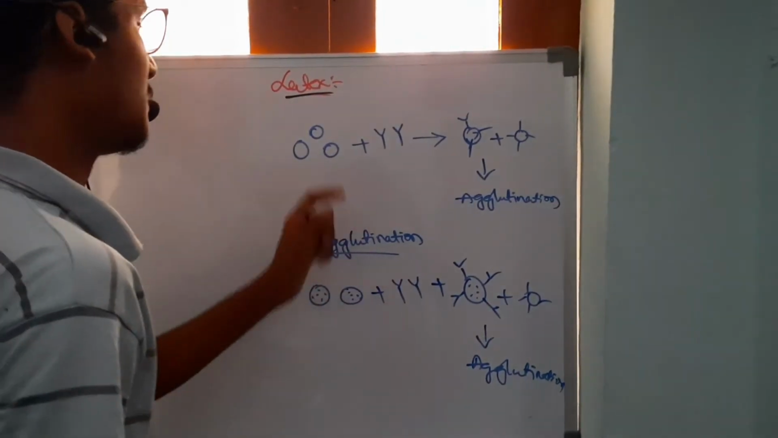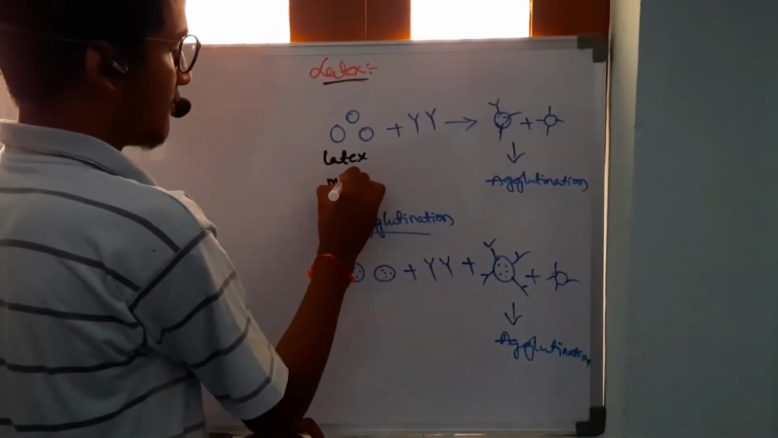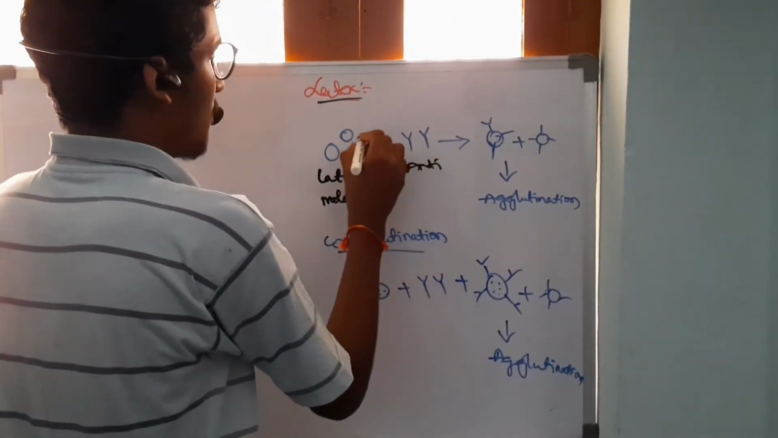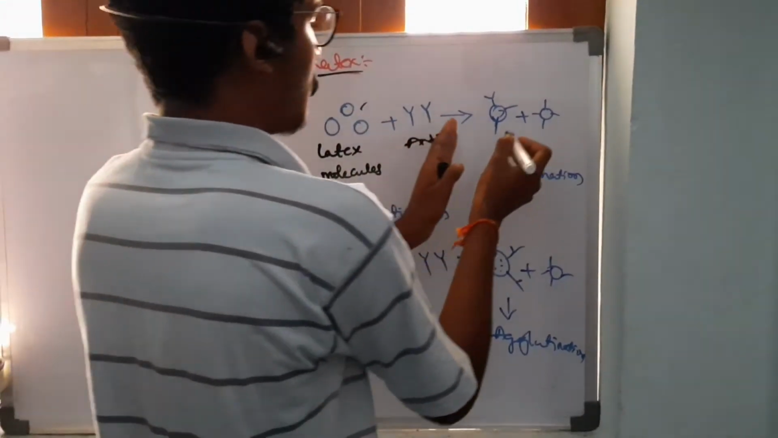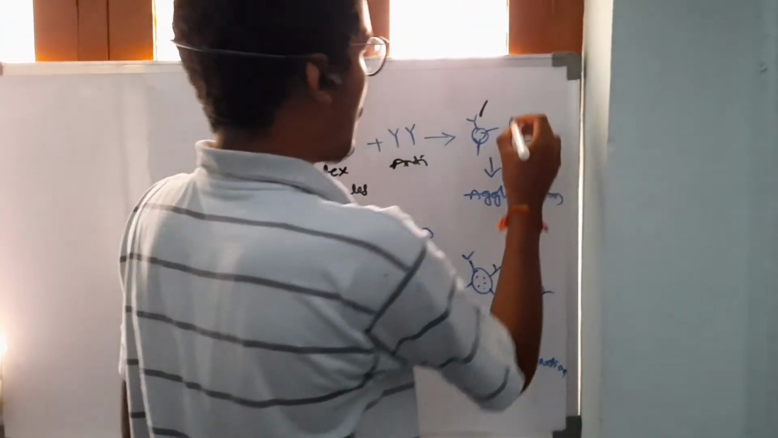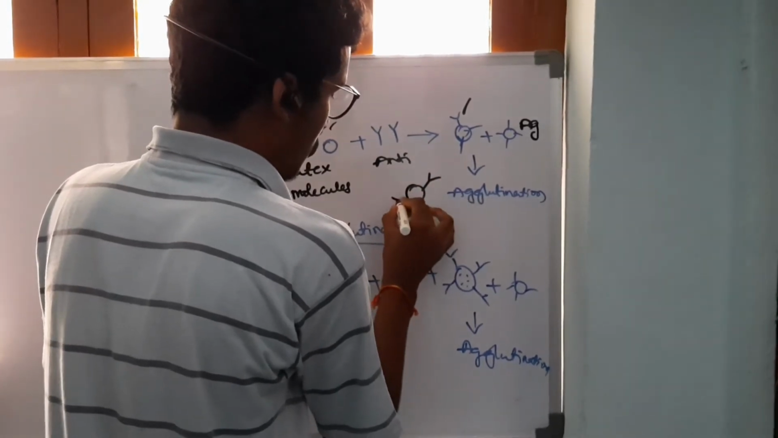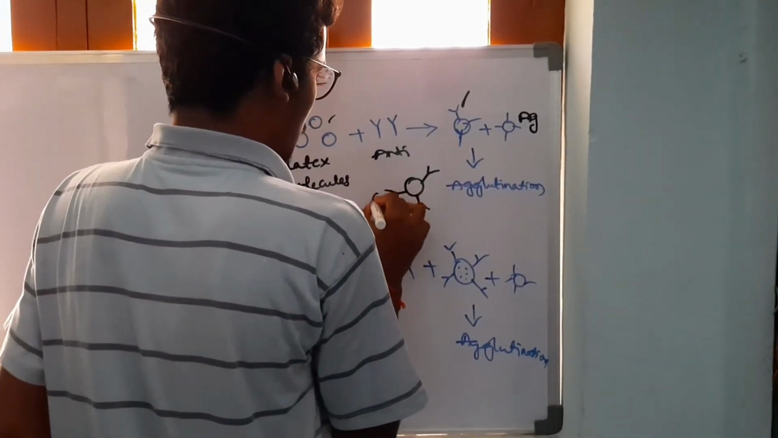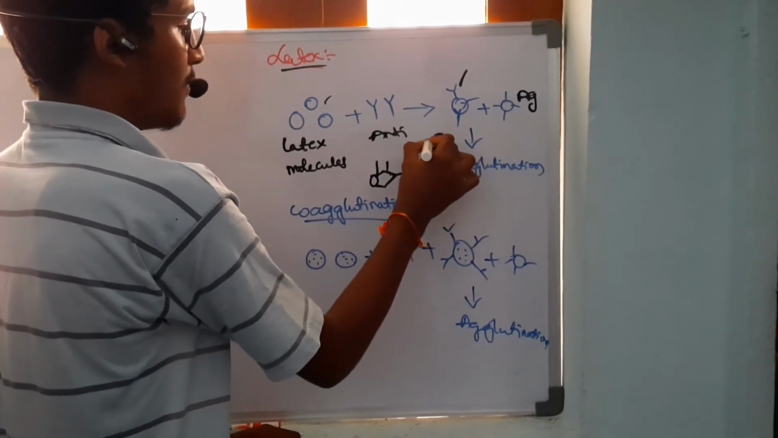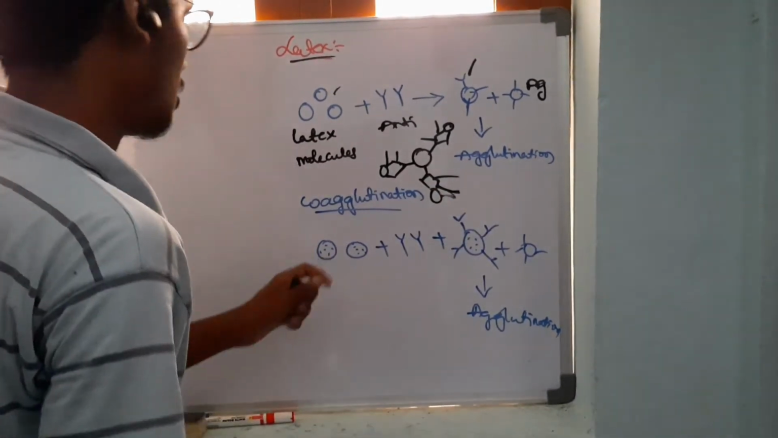The next one is the latex agglutination test. Here these are latex molecules or substances, and these are antibodies. Antibodies and latex are added, forming latex attached with antibody, and adding an antigen forms agglutination. Suppose this is a latex molecule and this is an antigen, with the epitope and the paratope.